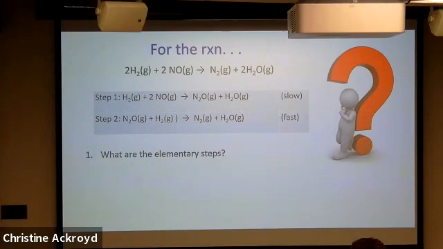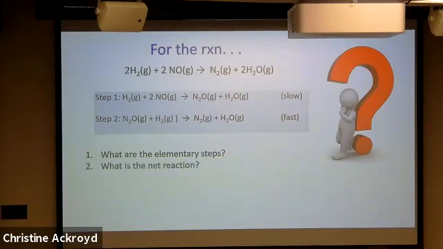Okay, so here we have hydrogen gas reacts with nitrogen monoxide to form nitrogen gas and water, right? The mechanism says that reaction actually happens in two steps. First step, hydrogen reacts with nitrogen monoxide to form dinitrogen monoxide. That's water. Dinitrogen monoxide isn't the final product. So there's a second step where the dinitrogen monoxide reacts with an additional hydrogen molecule to form the final products. Okay, so what are the elementary steps? How many elementary steps are there? Two, right?